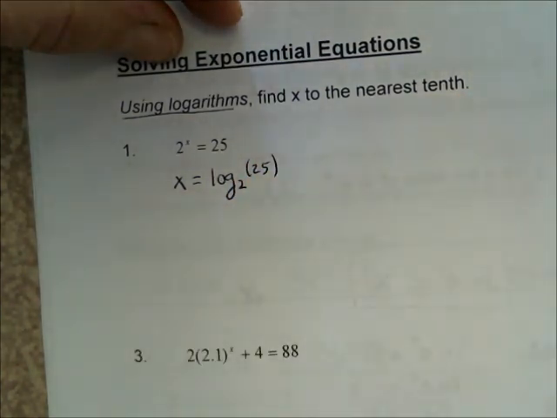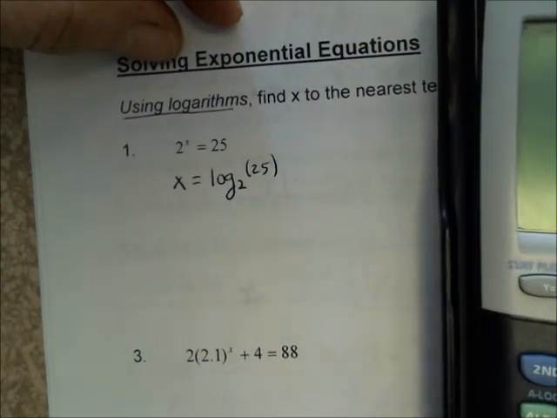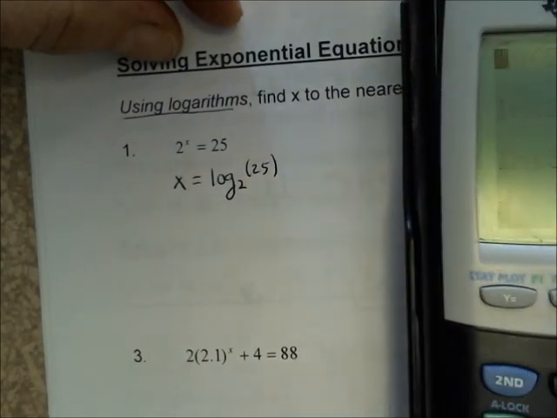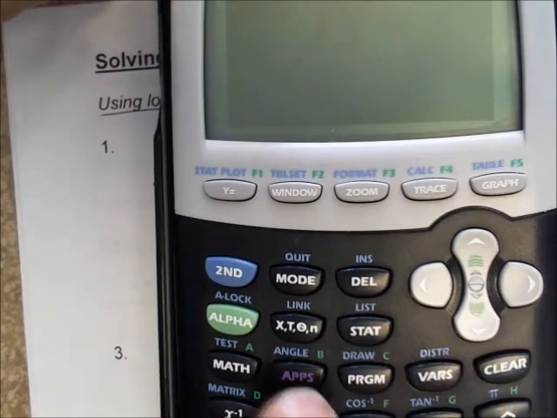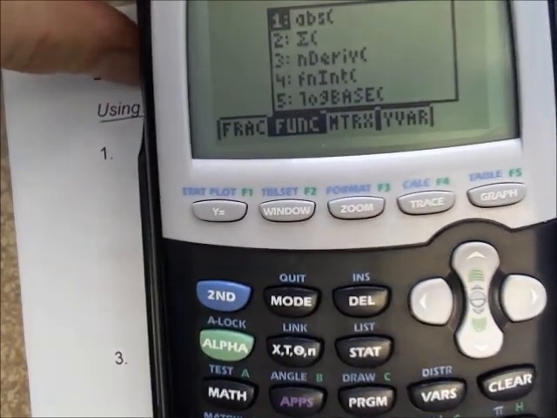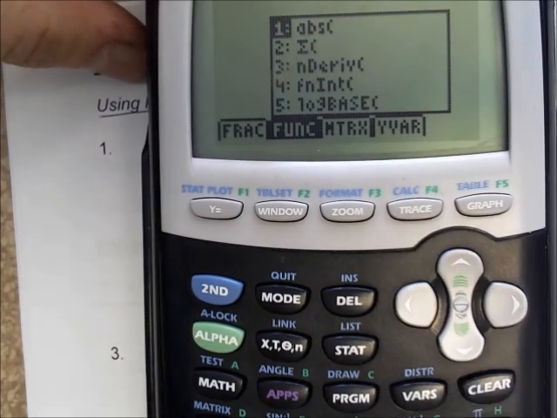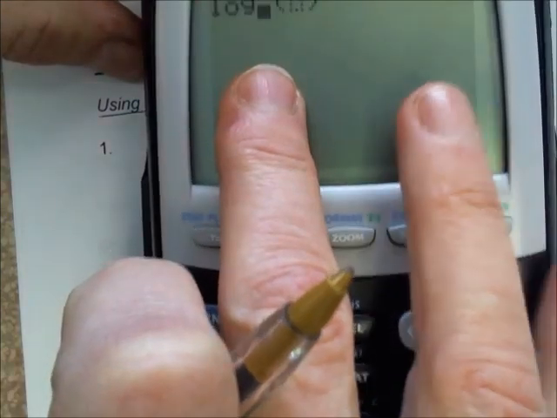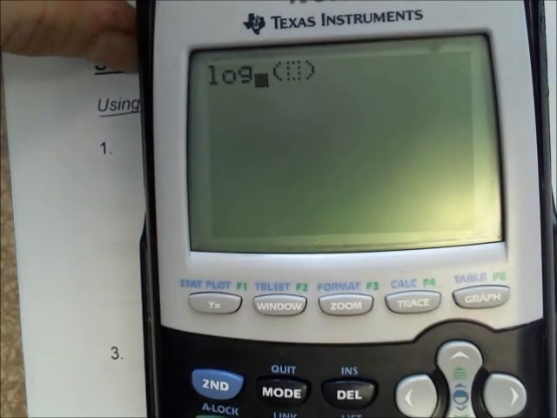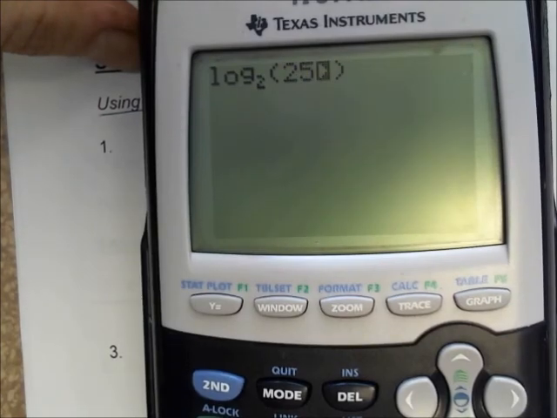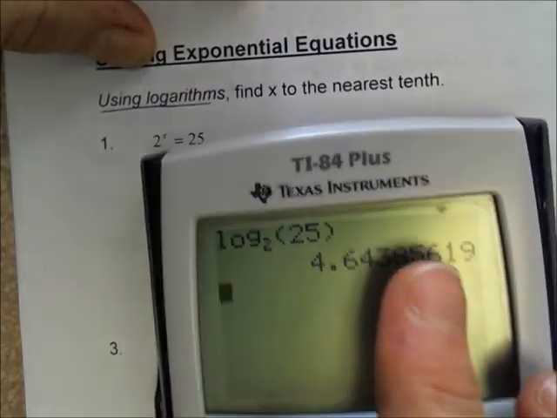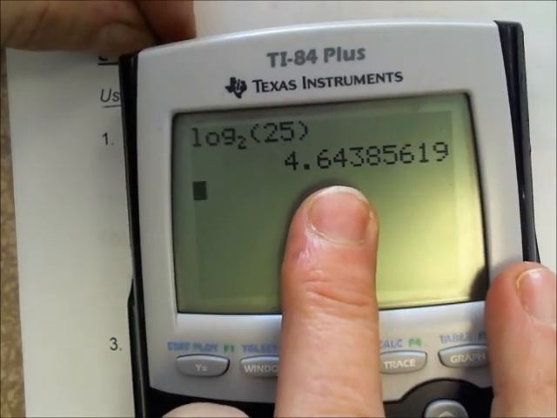Now we're going to take our graphing calculators out because it has a special button where we can do a log base 2. That special button is under Alpha Window. If you go down to option 5, you have the log base, and you can put a log base of anything you want. You can put a log base 2 in there. Log base 2 of 25 is equal to, and to the nearest tenth they want, 4.6.